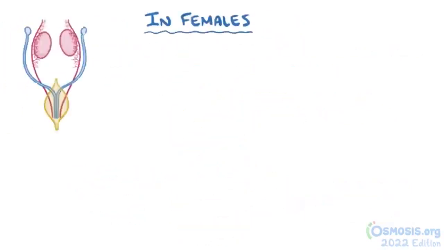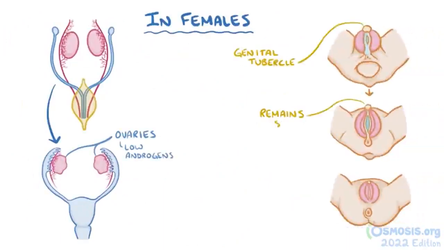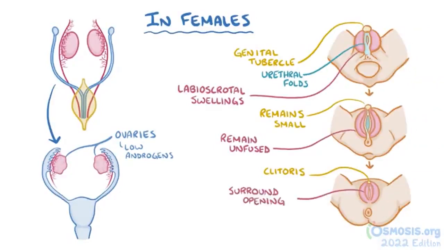In females, the gonads develop into ovaries, which produce very low levels of androgens, so the genital tubercle remains small, forming the clitoris. And the urethral folds and labioscrotal swellings remain unfused or separate, and they surround the opening of the vagina. This process is usually complete by month 4 of fetal development.